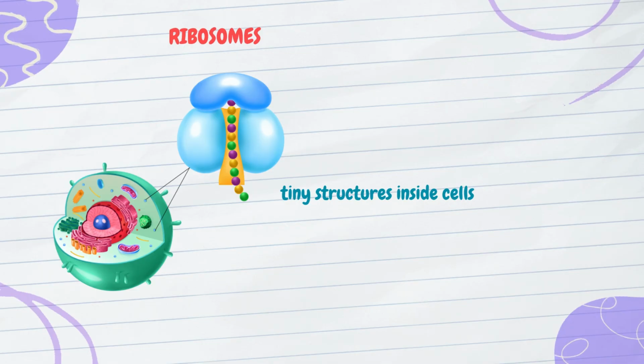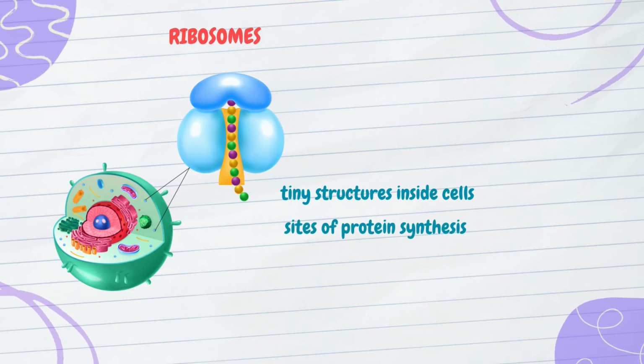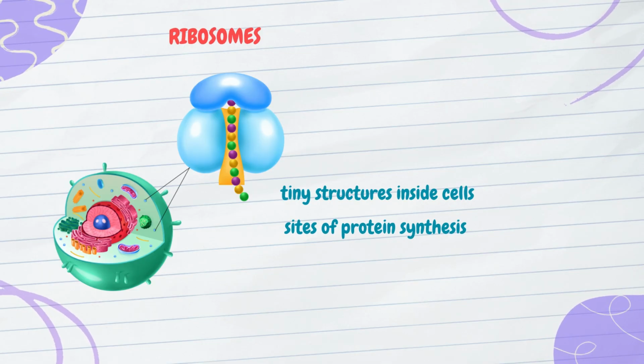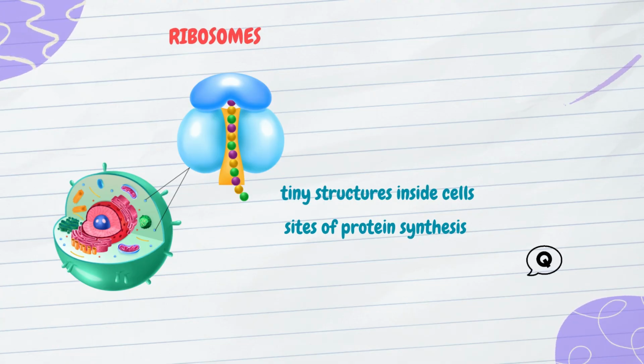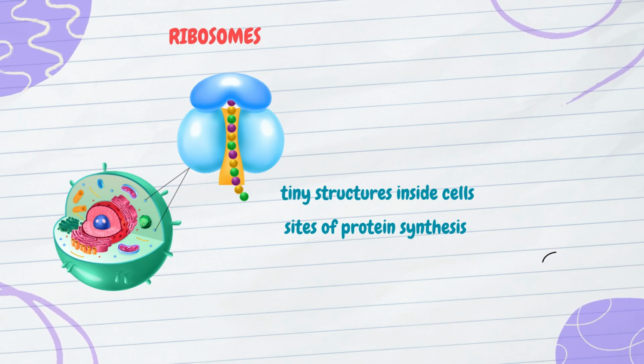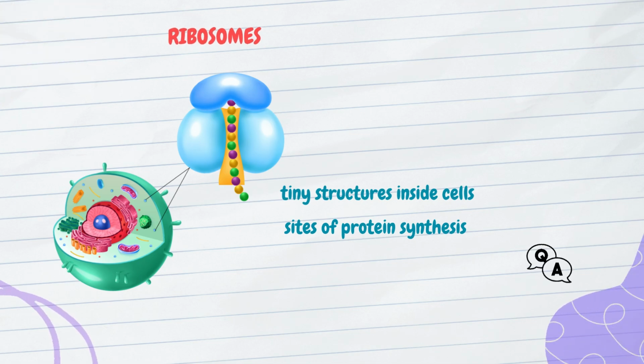Next, the ribosomes. The ribosomes are tiny structures found inside the cells. Ribosomes are the sites of protein synthesis, where amino acids are assembled into proteins based on the instructions encoded in the cell's DNA. Challenge 5. If ribosomes made a mistake in assembling proteins, what kind of consequences could it have for the cell?